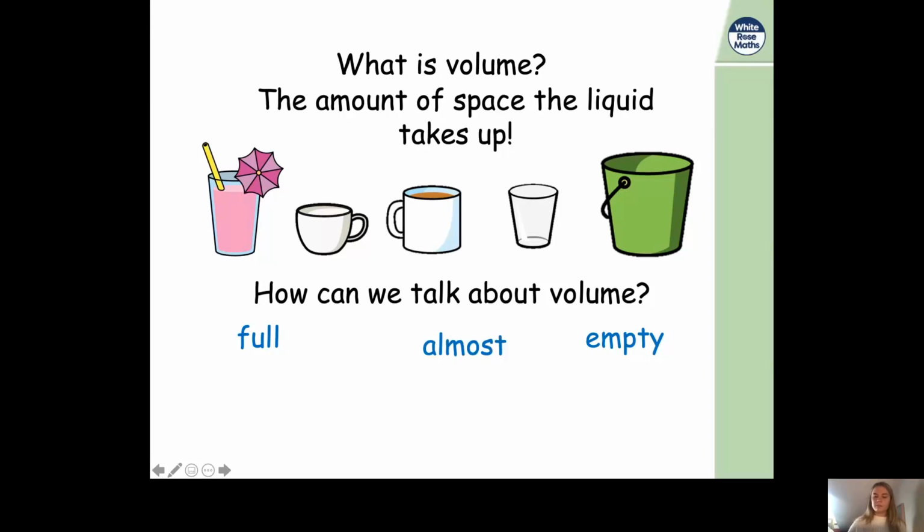We could also use the word almost. We could say that it is almost full or it is almost empty. If something has just a little bit in the bottom, it's not completely empty, we could say that it is almost empty. Or the opposite: if you've only drunk a little bit of your drink, and when you filled it up it was full and you've drunk a tiny little bit, we can say that it is almost full.